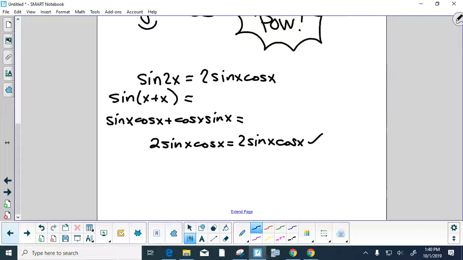That's how you derive the double angle identity. Okay. So that's why I think you absolutely should have this one memorized. Good deal. Okay? Good question. Next.